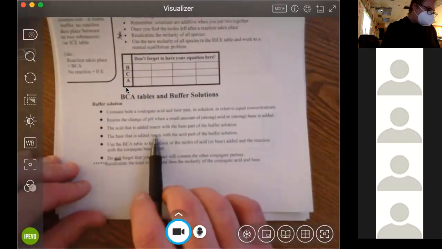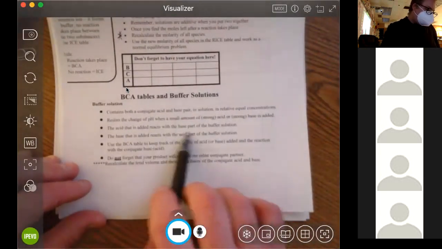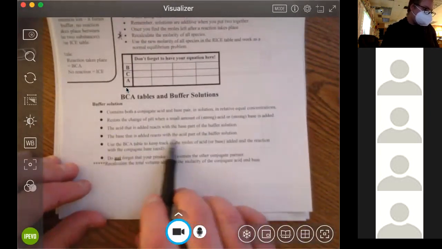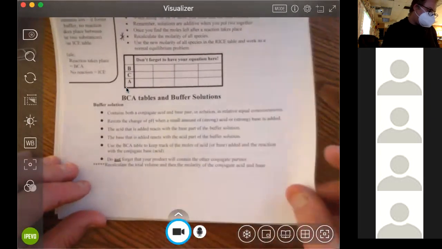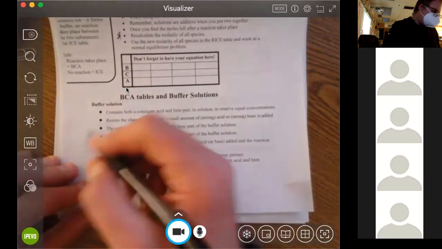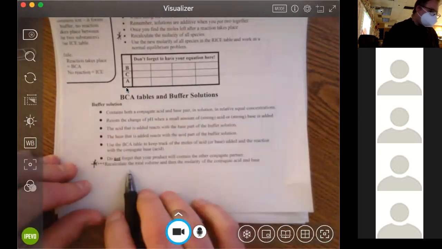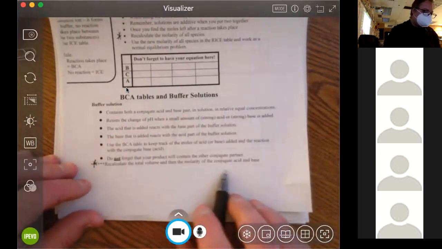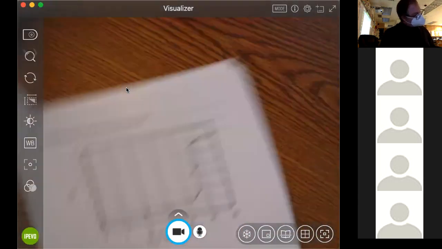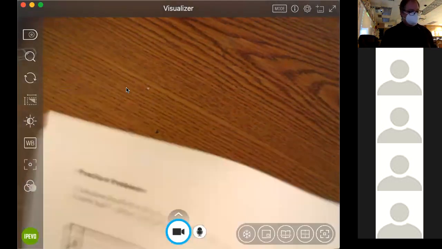More and more buffer solution stuff. This is exactly what was said. Acid that is added reacts with the base. Base that's added reacts with the acid. And again, this is why this is starred. You need to recalculate the total volume and then the molarity of those two things. Again, let's get the strong ones out of the way.